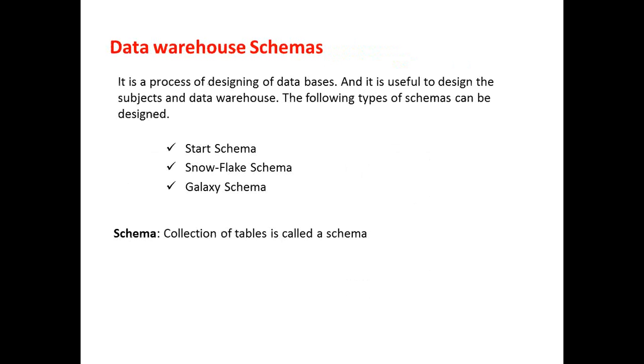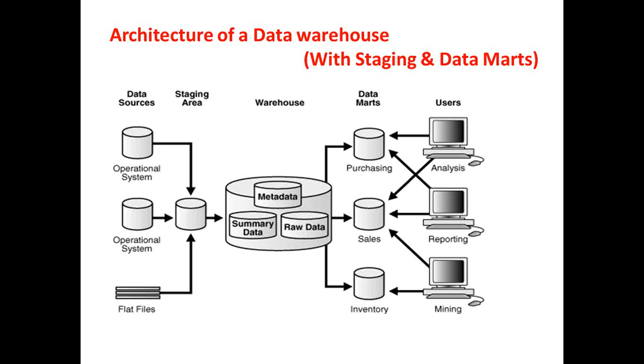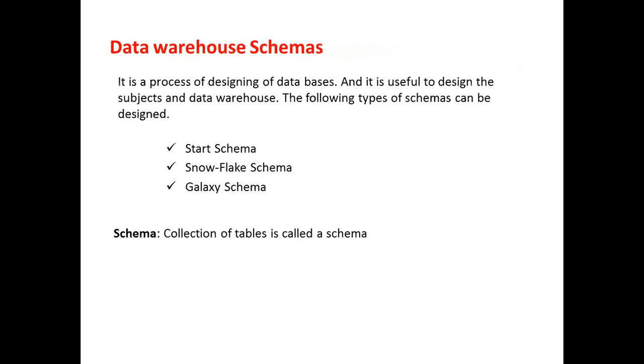Coming to the schemas. Why do we need to discuss the schemas here? We are discussing a data warehouse design, I mean the architecture. We can define this architecture based on the different schemas; they define the type of the data warehouse architecture. In data warehousing, there are three categories of schemas actually. You can see the definition of a schema. It's nothing but a collection of tables. A collection of tables is called a schema.